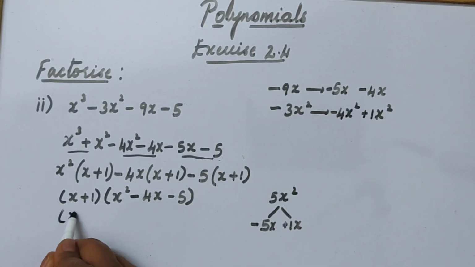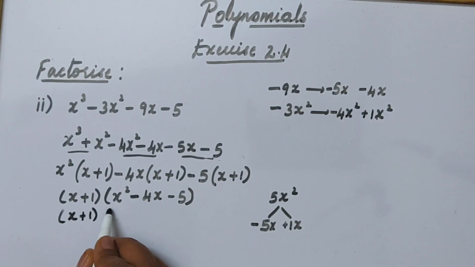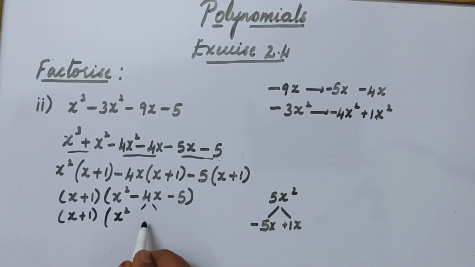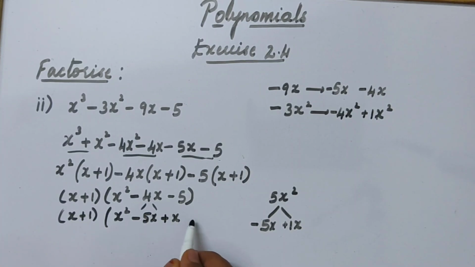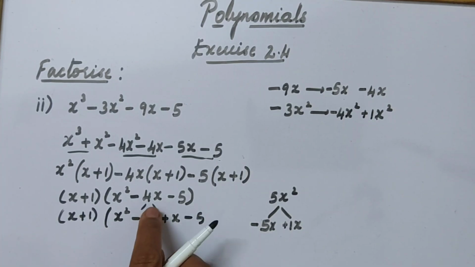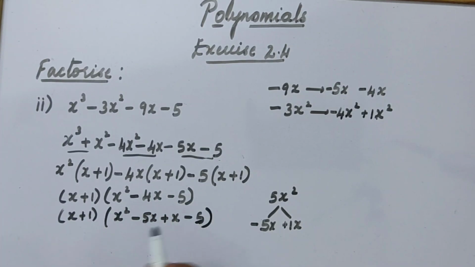Okay. Now x plus 1. Okay. Now this will be x square. Let me split the middle term as minus 5x plus 1x. 1 into x is x, minus 5. Is that clear, students? Now here x plus 1.